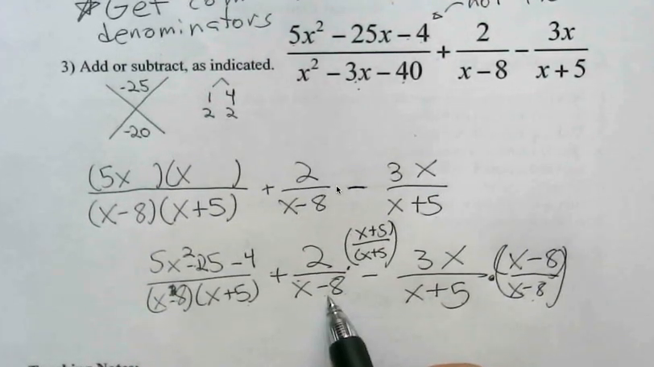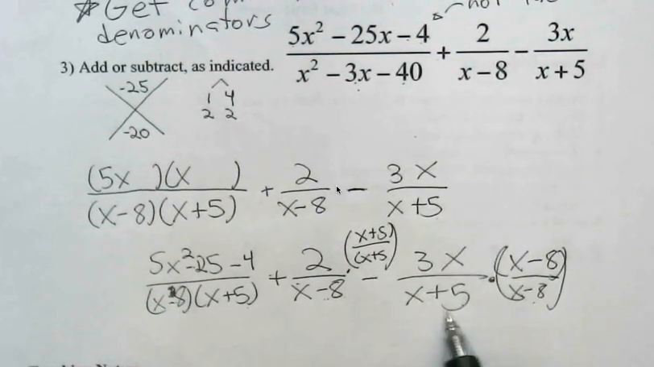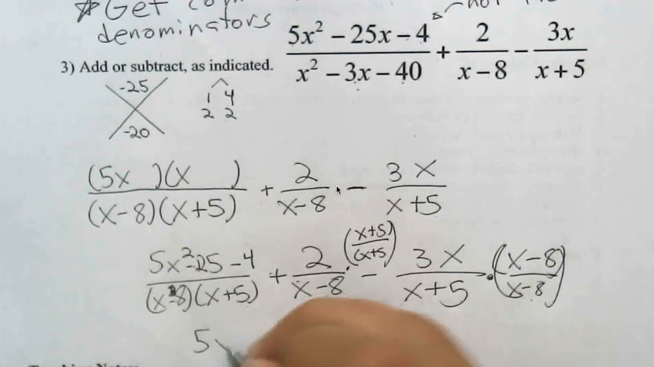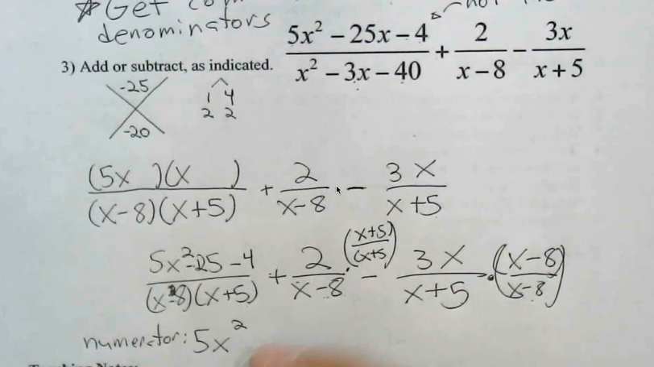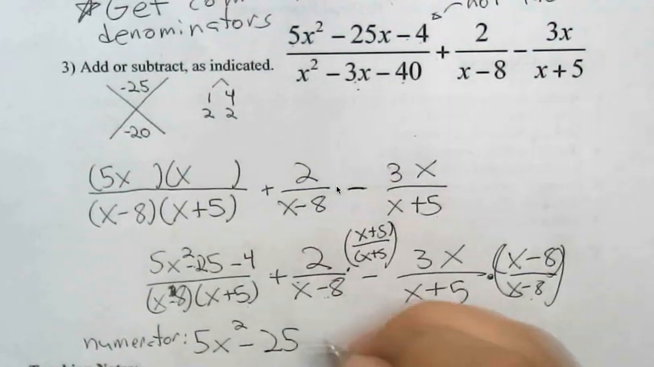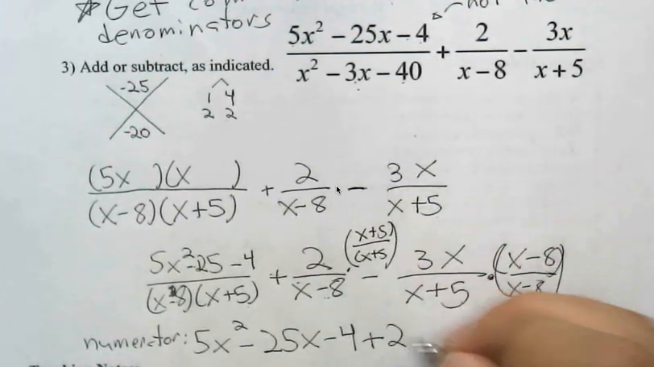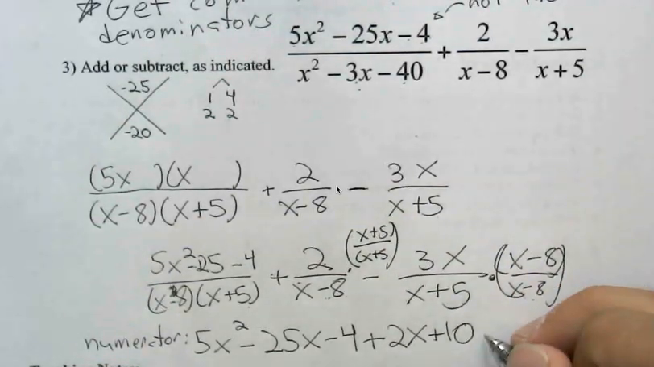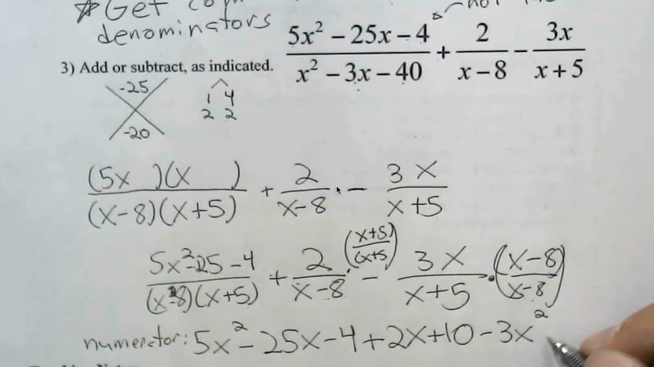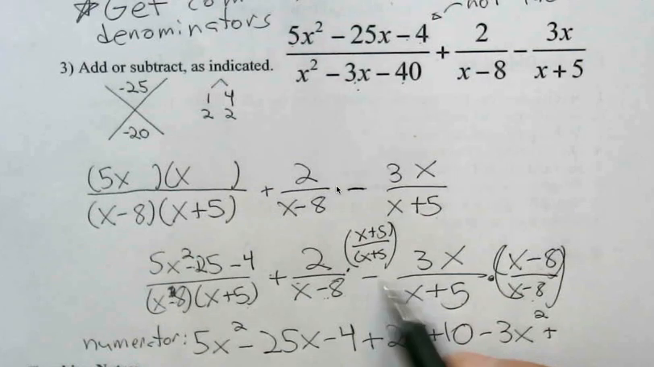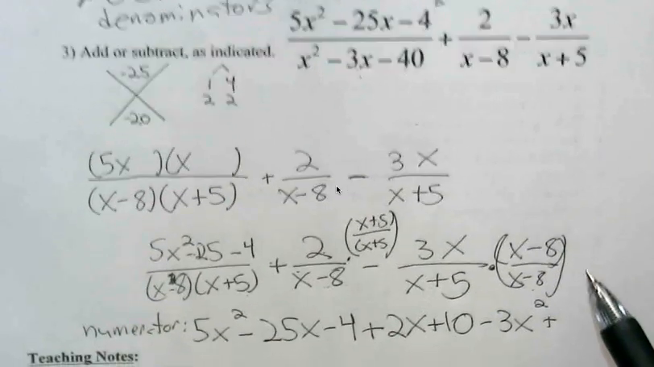Our denominators are the same. X minus 8 is here, here, and here. X plus 5 is here, here, and here. So if I rewrite just the numerators, we have 5x squared minus 25x minus 4, and distributing 2 to x plus 5 would add on 2x plus 10. We're then deducting 3x squared, and we're also going to be adding on, careful here because we're subtracting 3x, but 3x is multiplying with this. So negative 3x times negative 8 gets us positive 24x.